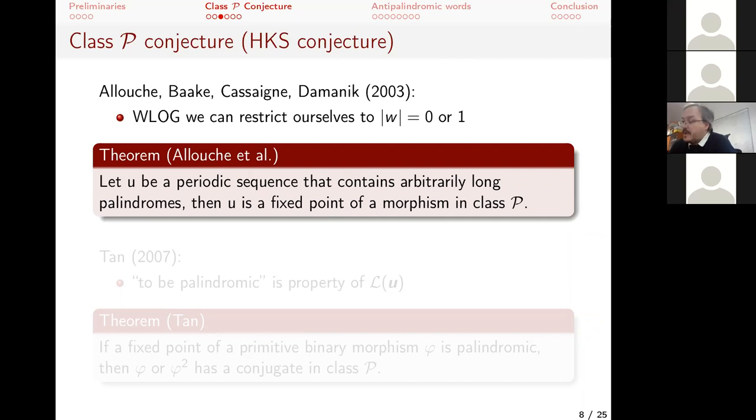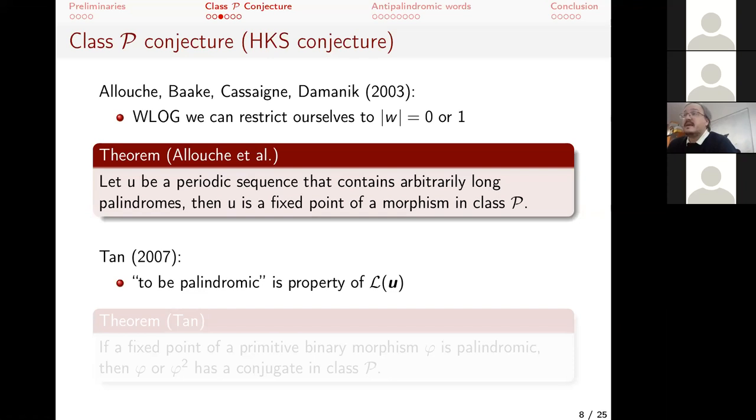The second result or second set of results actually are due to Tan, who was interested in the binary case. And well, first of all, he realized that the property to be palindromic is not a property of the word itself, it's a property of the language of the word.